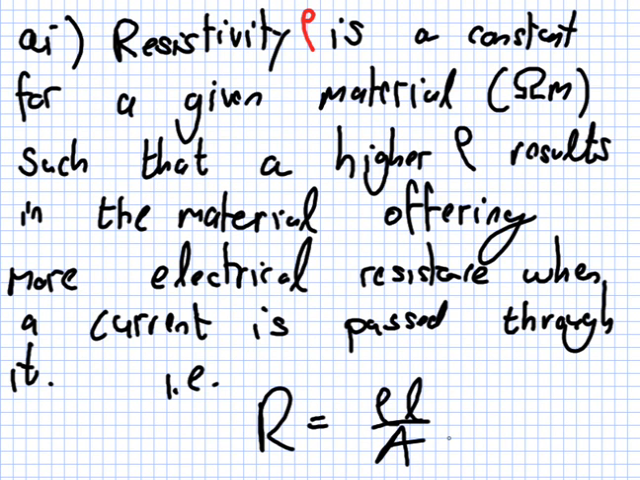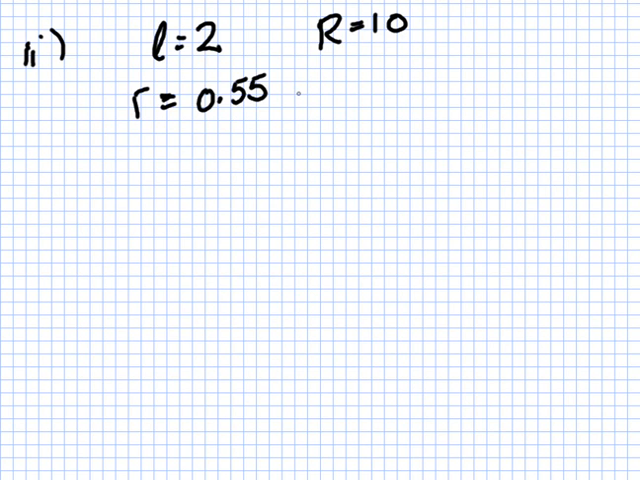So part 2 is a calculation. You have the length equals 2 meters, the resistance equals 10 ohms, and the radius is equal to 0.55. Oh, sorry, that's the resistivity. Am I looking at the wrong part? Yeah, sorry. The resistivity is 1.1 micro ohm meters, and the length is 2. Right, and the question is, what's the diameter?